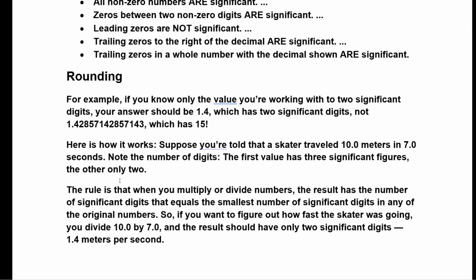So we'll notice that one of these numbers has 3 significant figures, one of these has 2, right? So the rule is, when you multiply or divide these numbers, the resulting number has significant figures equal to the smallest number of significant figures in any of the original numbers in the problem, in the numbers that we use to solve. So if you want to figure out how fast the skater was going, we're dividing 10 meters by 7 seconds, and the result should have only 2 significant figures. So we should have 1.4 meters per second as our answer.